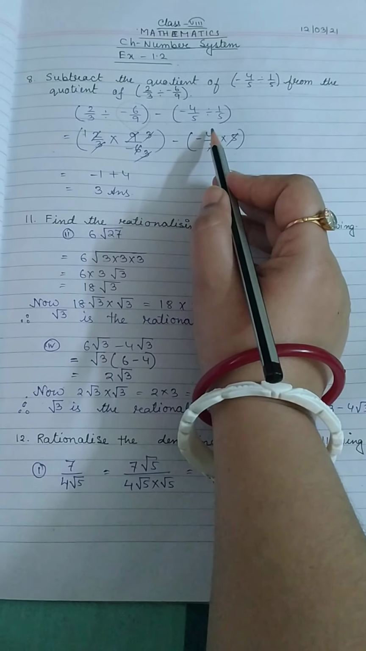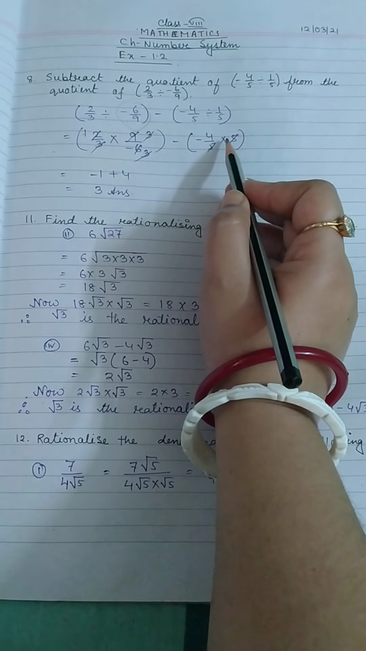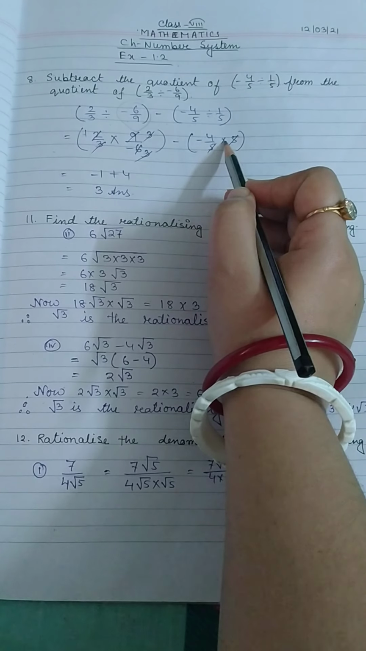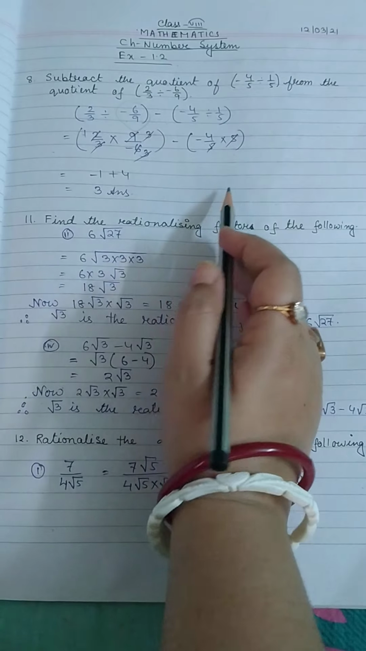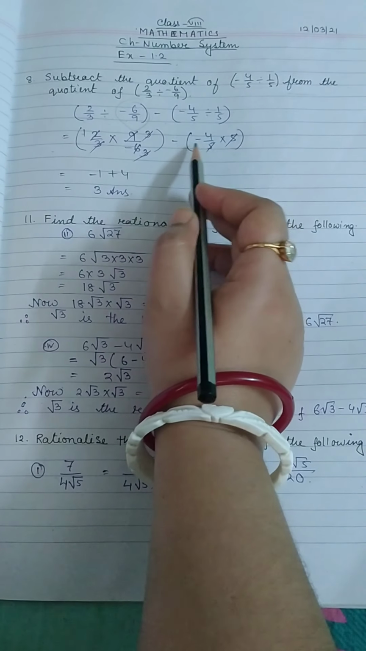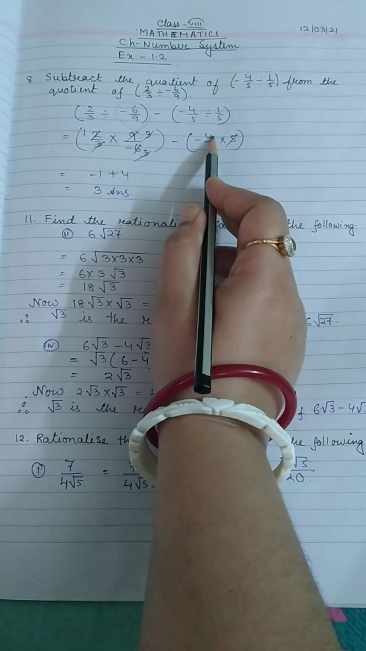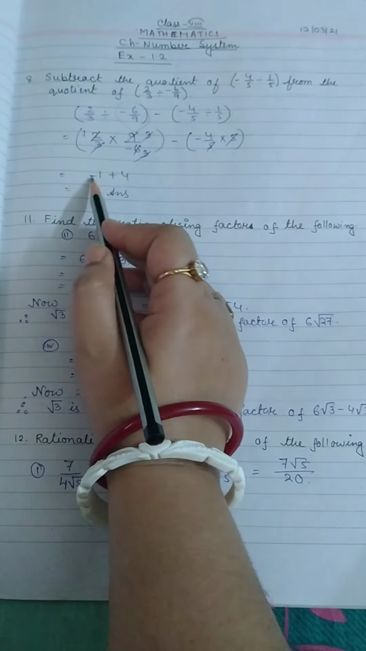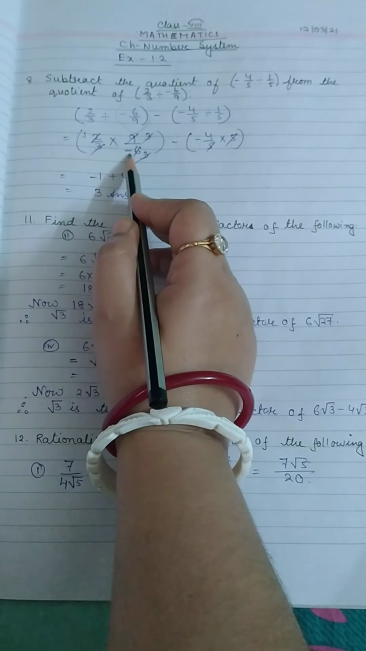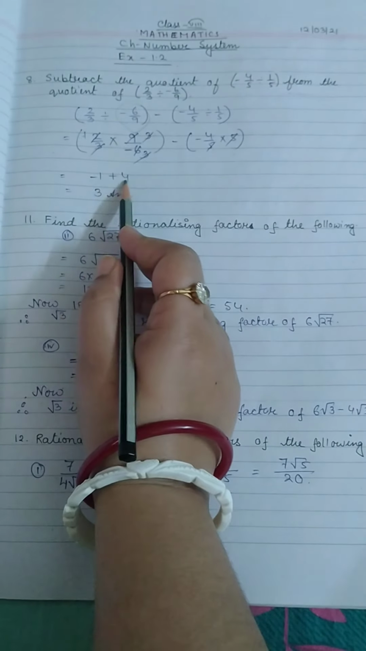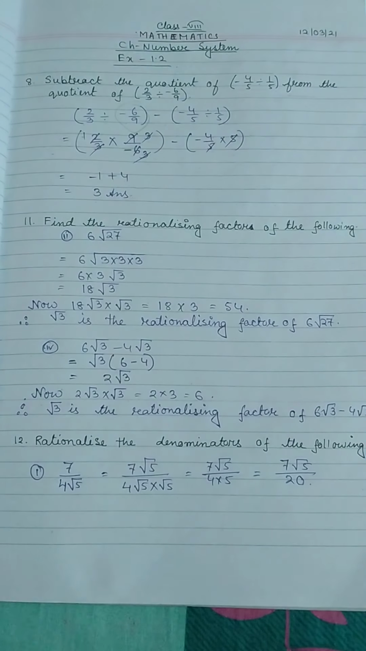Next here 4 by 5 minus, and same thing into 5 by 1 it will be. So again if we cut it, so it is minus and minus 4, that is plus 4, and here it is minus 1, as here is minus sign. So the answer will be plus 4 minus 1, that is plus 3.